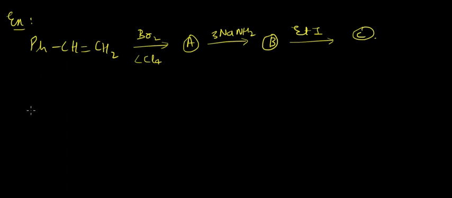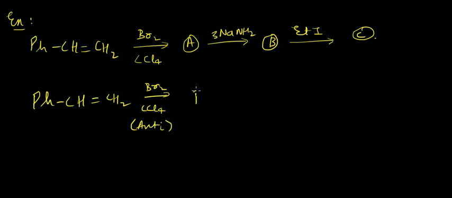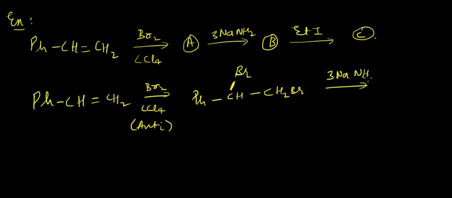If we look at it, we get something like this. This one reacted with Br2, I hope you remember, it will be an anti-addition. Okay, we will get something like this. It can be downwards also. Then next, 3 moles of NaNH2 is acting on it.